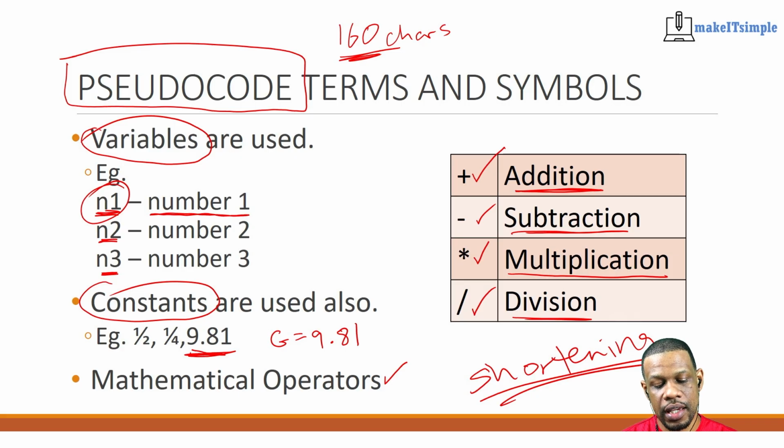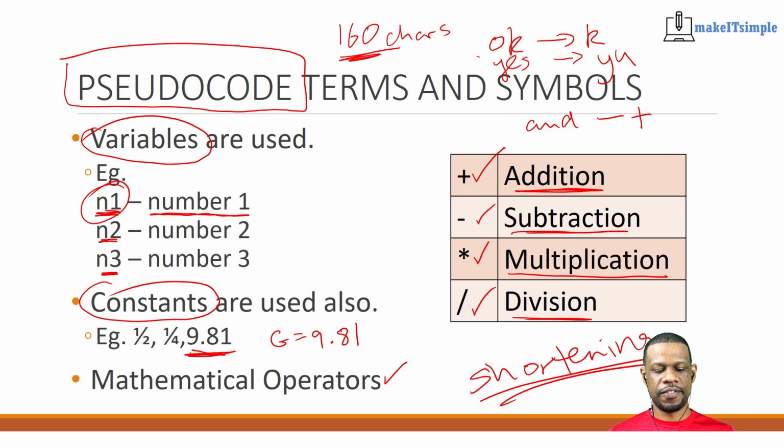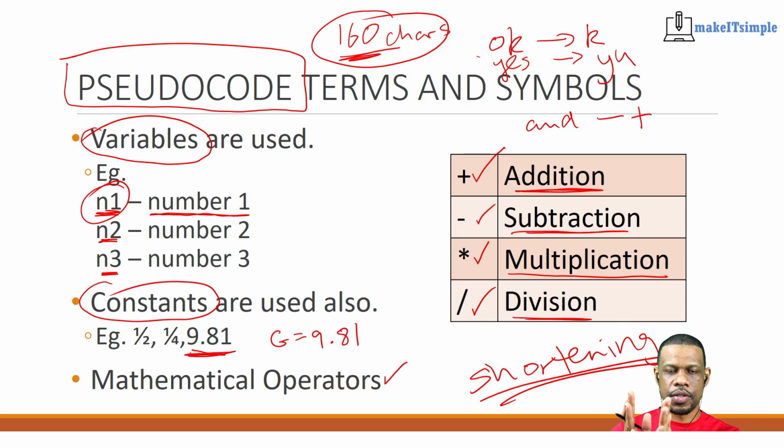So we had to find a way to fit things into 160 characters. Instead of saying okay, we were like K. Instead of saying yes, sorry, we were like YH for yeah. Or instead of saying and, we were like plus. So when we came up with text messaging, in order to fit the thing into 160 characters so that you don't spend too much money, you realize you have to shorten it. So it's the same concept. You're shortening the statements so that a computer will understand.